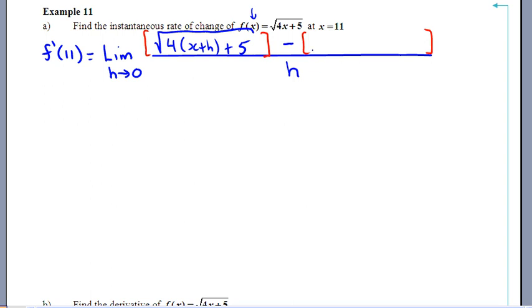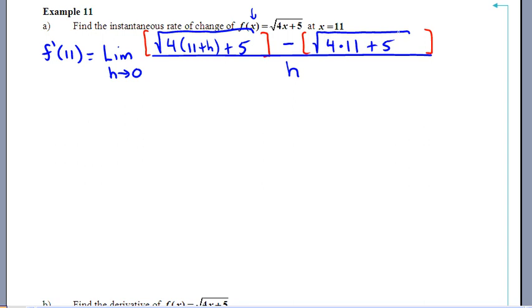Oops, I did this wrong here. I should have been putting 11 in. My mistake. Actually, it's a good little learning moment. Right here, we're specifically putting in 11. So our points are 11, and 11 plus h. I apologize for that. So now I'm just going to put the 11 in. Okay, so we'll have here 4 times 11, then add 5.